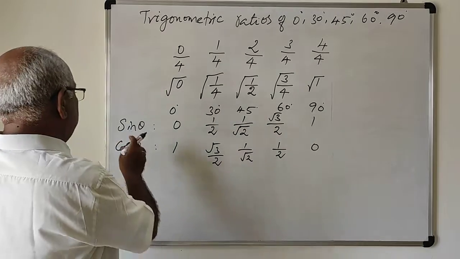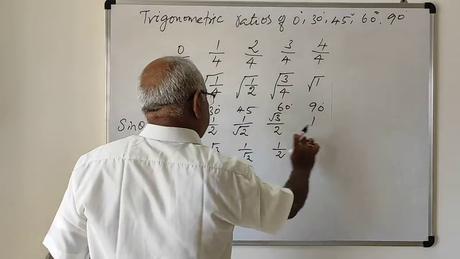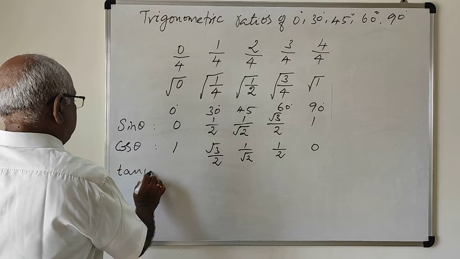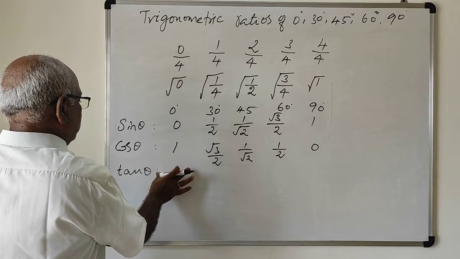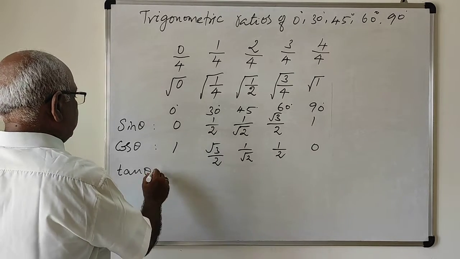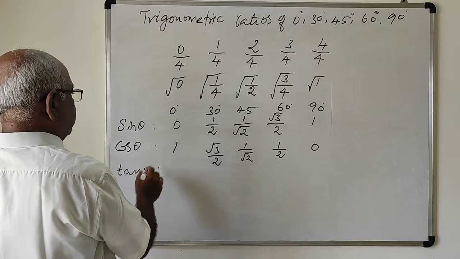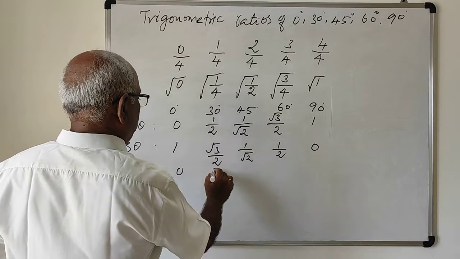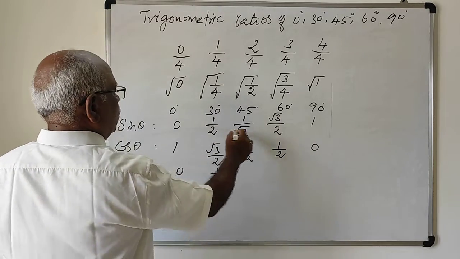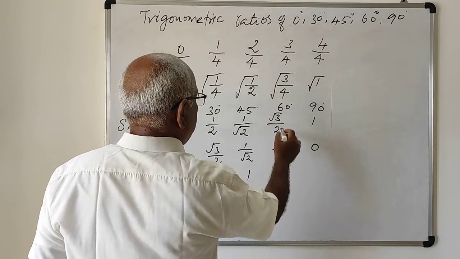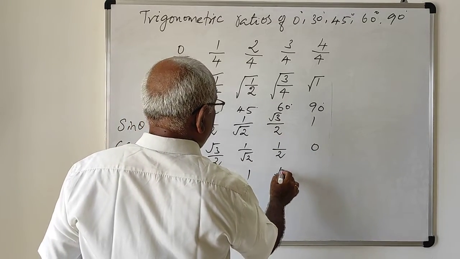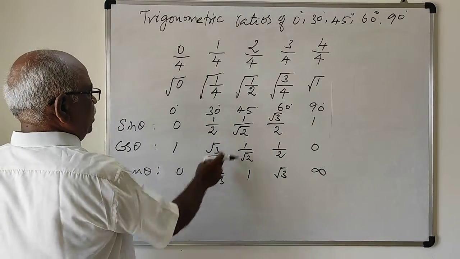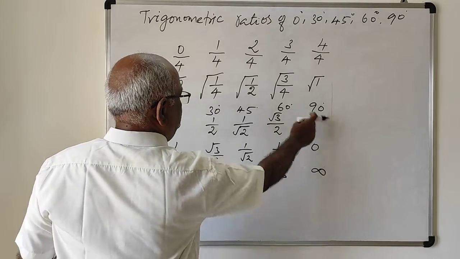And straight away we can find out tan. Because sin theta by cos theta is tan theta, you divide each and every term. Sin theta by cos theta is tan theta, so 0 by 1 is 0. 1 by 2 divided by root 3 by 2 is 1 by root 3. 1 by root 2 by 1 by root 2 is 1. Root 3 by 2 by 1 by 2 is root 3. 1 by 0 is infinity. So tan 0 is 0, tan 30 is 1 by root 3, tan 45 is 1, tan 60 is root 3, tan 90 is infinity.